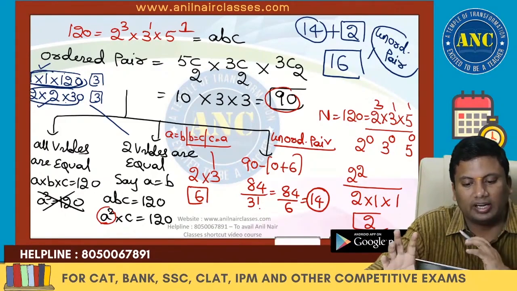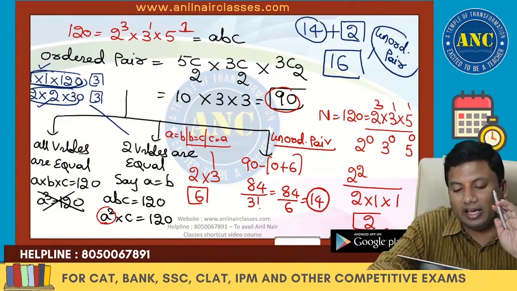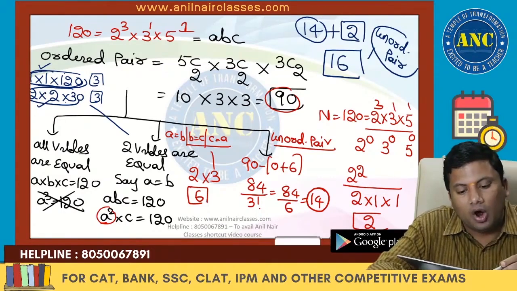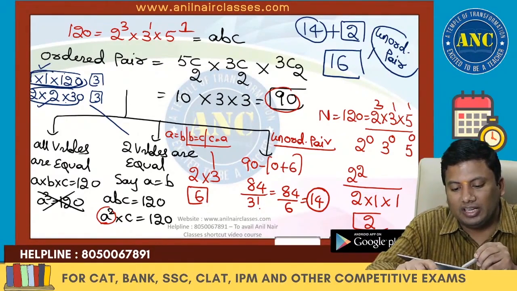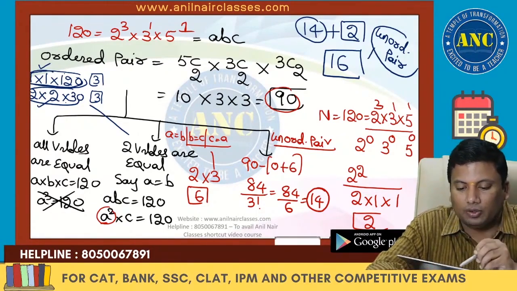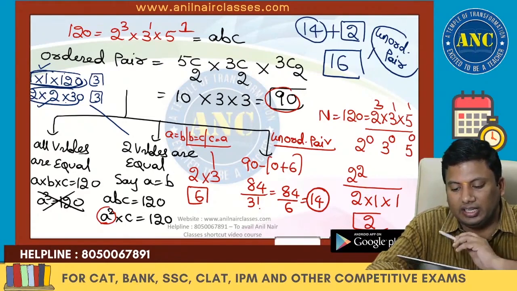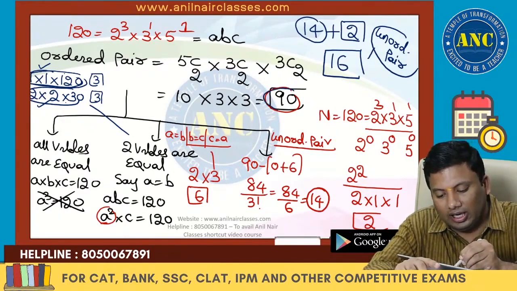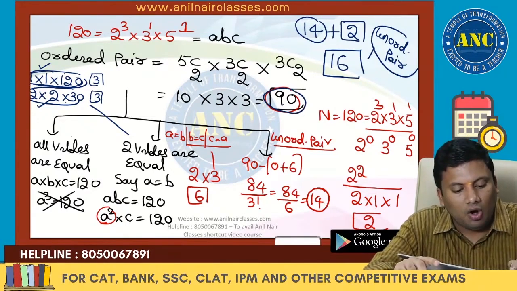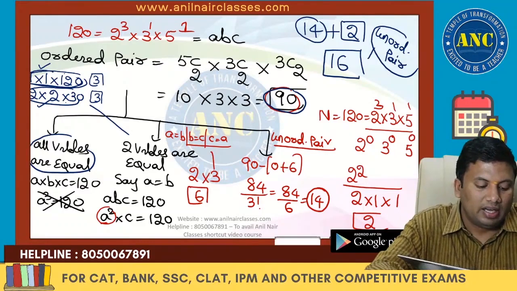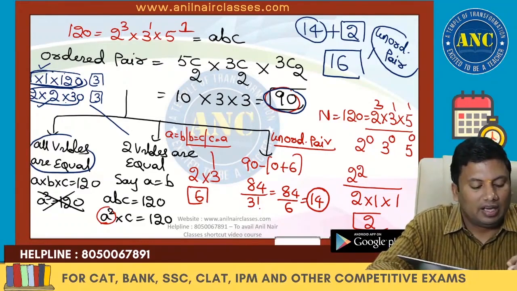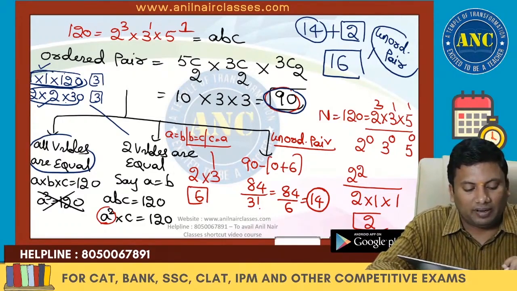1 plus 1, it is 2. Again I am telling you step by step. Ordered pair, it is nothing but 3 plus 3, 6. 6 is 5C2. 5C2 into 3C2 into 3C2. Total 90 cases I got. All the variables are equal means A into A into A. A cube is 120. A cube 120 is not a perfect square.